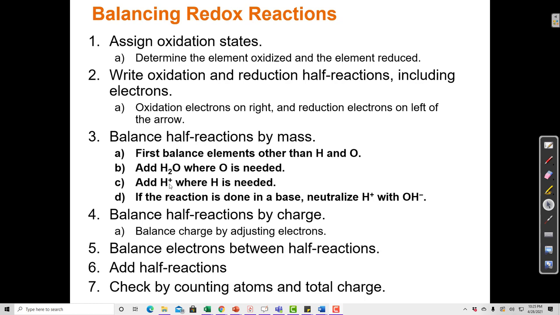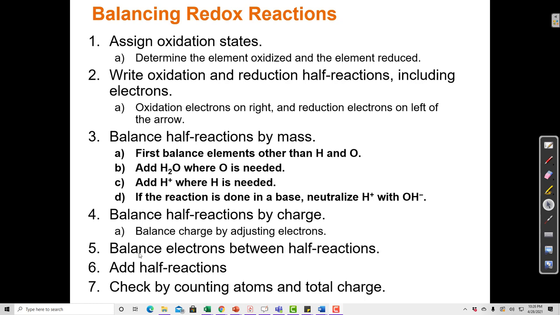So we make sure there's the same amount of negative charge on each side, and we do that by adding electrons. And the way that we can add electrons is by multiplying an entire reaction by some number. So for example, if I need to adjust the number of electrons, I need to adjust every product and reactant in that entire reaction.